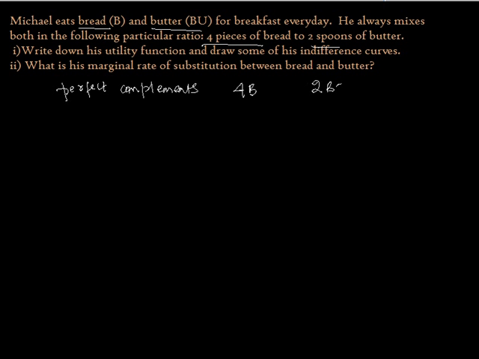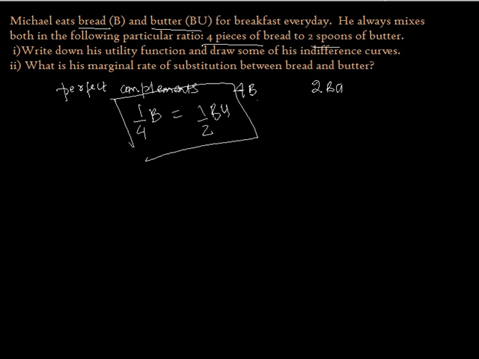Okay, so B and BU. Now, the point is that you need to find out how much one unit would be equal to. In the case of perfect complements, you will always have to derive everything in terms of a 1 is to 1 ratio. So 4 pieces of bread, 1 piece of bread would be equal to 1/4 B. Similarly, 2 spoons of butter would be 1/2 BU, and this ratio has to be maintained.